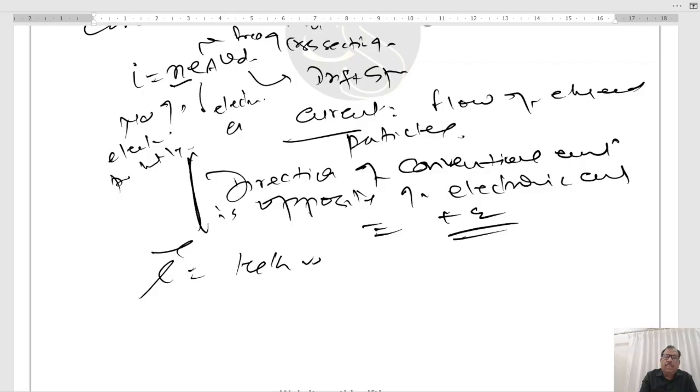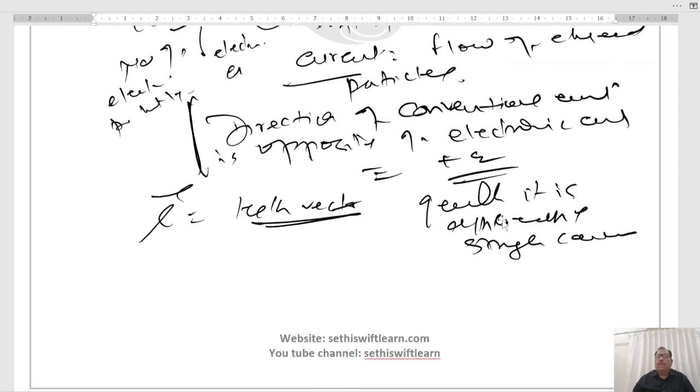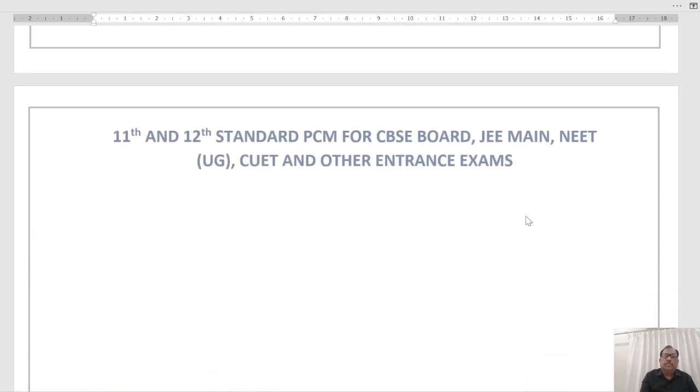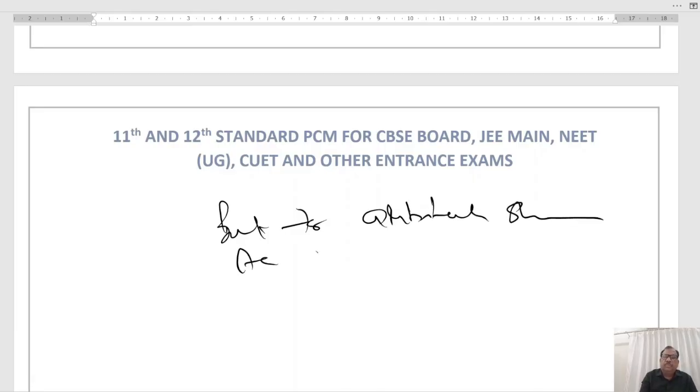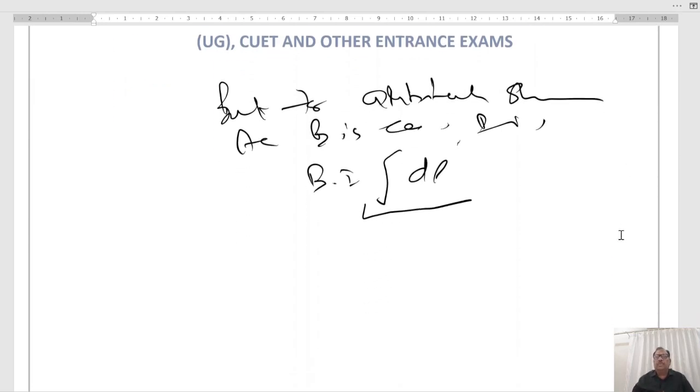L is the length vector, and generally this is applicable for a straight conductor. But for an arbitrary shape, as B is constant and I is constant, we take B into I dL.